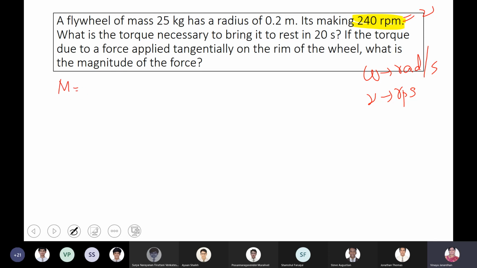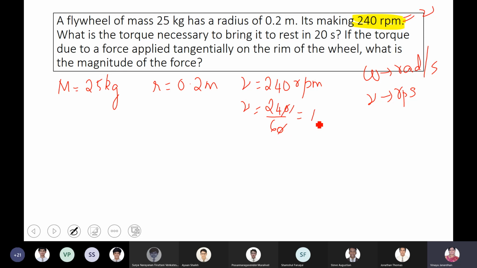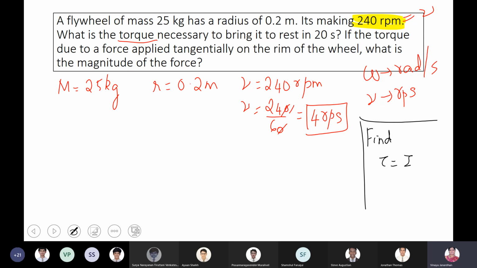So what is given? M is equal to 25 kilogram. Radius is equal to 0.2 meter. Nu is equal to 240 rotations per minute. I have to convert it to rotations per second, divided by 60. So that is 4 RPS. What is being asked? They are asking for torque. So find torque. Tau is equal to I alpha.